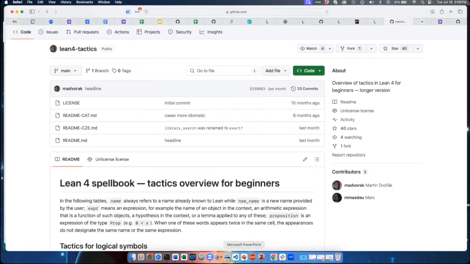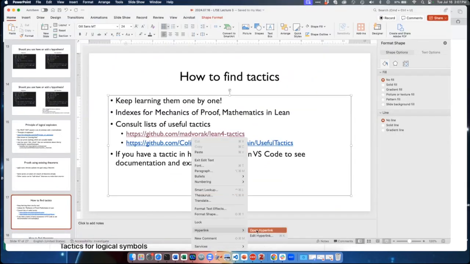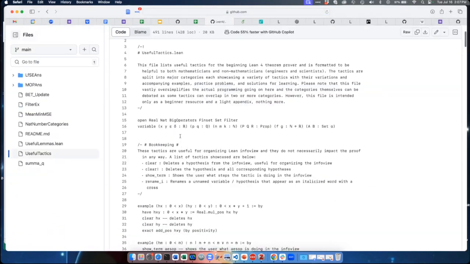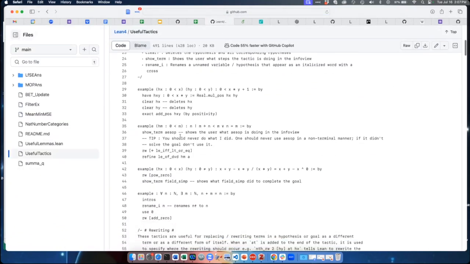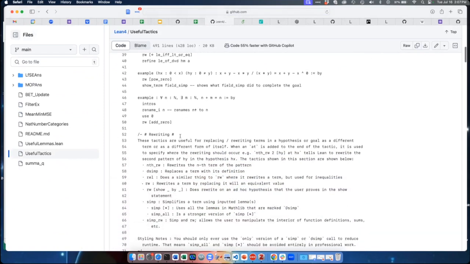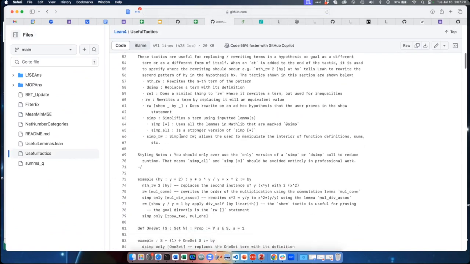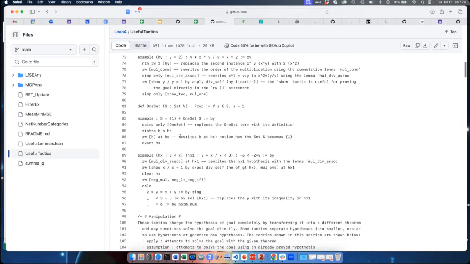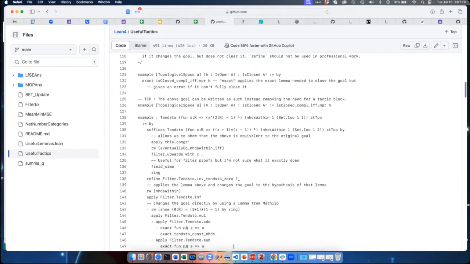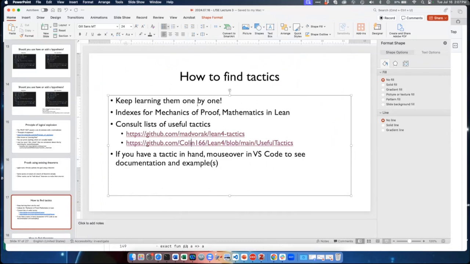I'm going to also bring up from my student Colin Jones, who created this list of useful tactics as well, and has some examples to show how these work. So you can take a look at these and learn and get some ideas. And again, it comes back to this first thing: keep learning them one by one. It comes with practice. Just like with doing magic, you have to practice your incantations in order to figure that out.